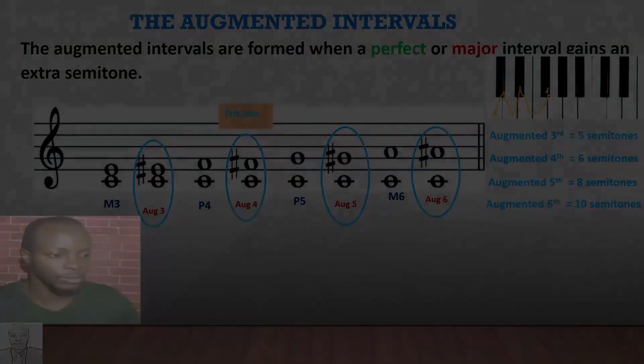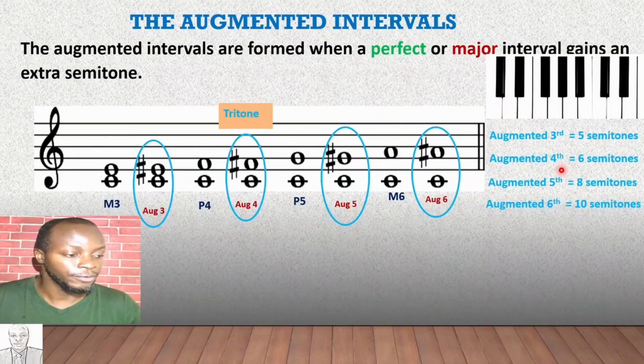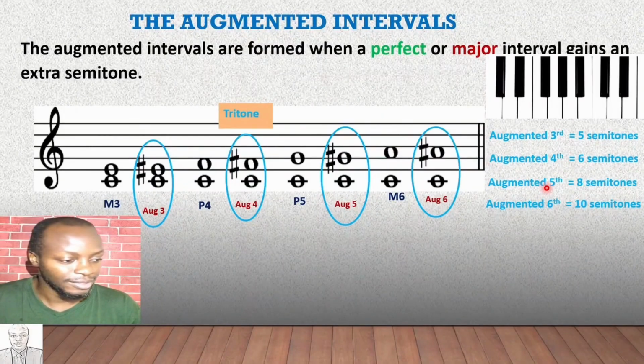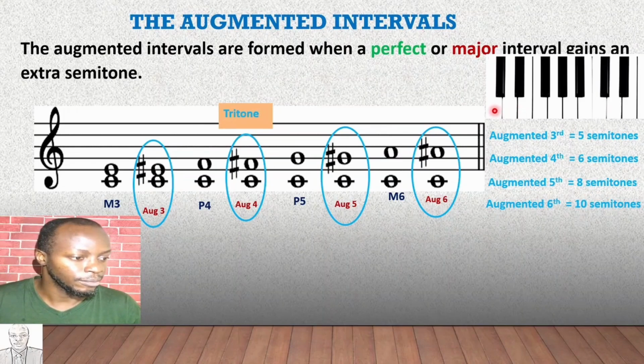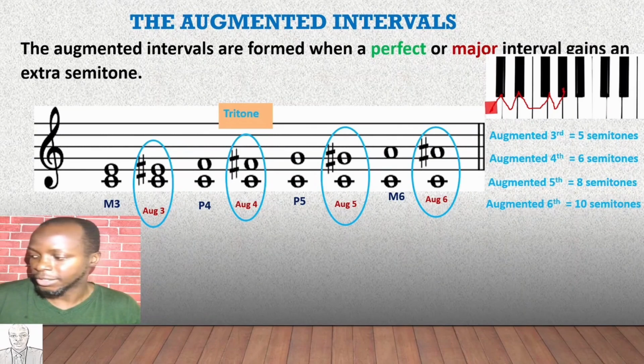Now let's continue. The augmented fifth has 8 semitones. That's from this note down to this note. Let's count them together: 1, 2, 3, 4, 5, 6, 7, 8. 8 semitones.